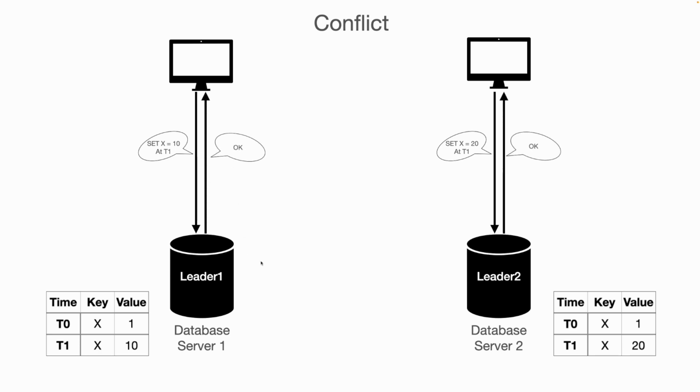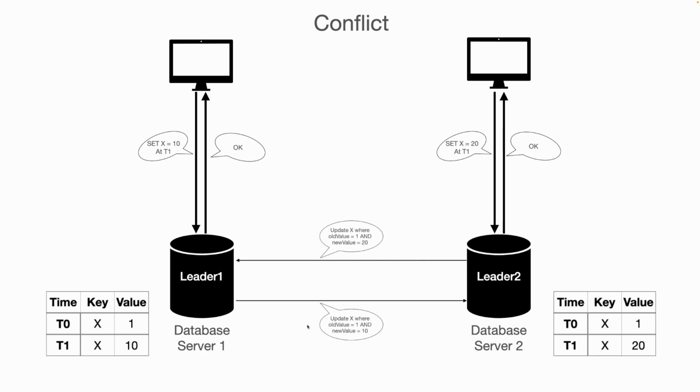Now what happens if both leaders try to sync with each other? Let's suppose leader 1 sends a sync request to leader 2: update x where the old value is equal to 1 and the new value is equal to 10. In this case, leader 2 has already updated the value of x to 20, so there is no x with value equal to 1, and that sync will fail. The same thing happens here. We already updated the value of x to 10 in leader 1, so the leader 2 sync will also fail. So now we can say the entries made at t1 on both databases are conflicted entries.